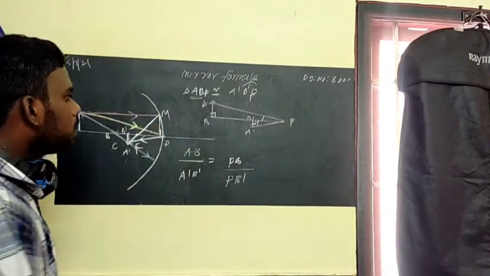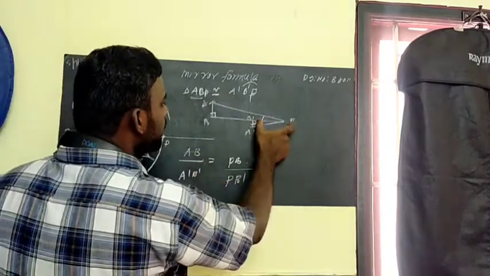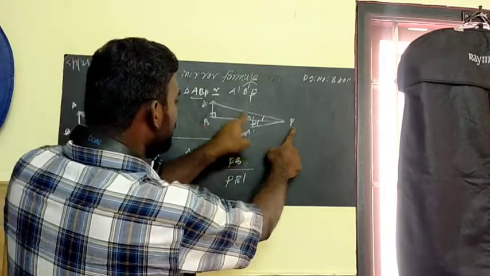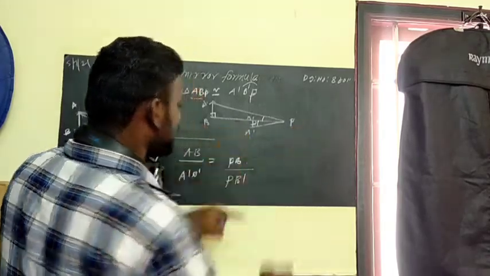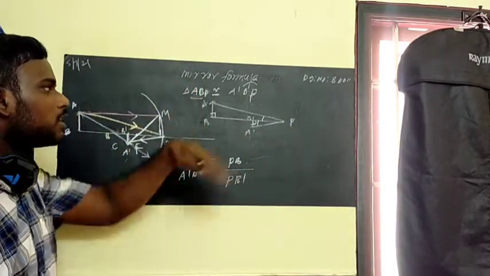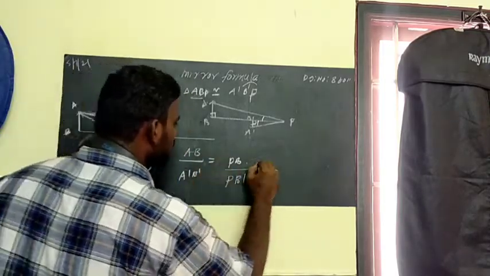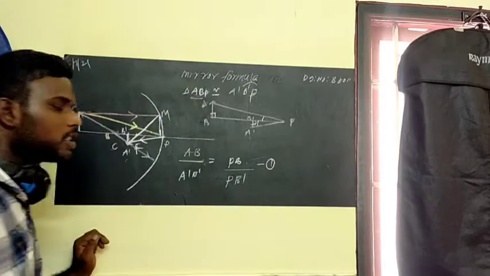Listen to that. So where is PB? This will be PB. Is that clear? What is my PB dash? This will be PB dash. Is that clear? The third side we don't want. Only two sides are enough. And this is equation number 1.